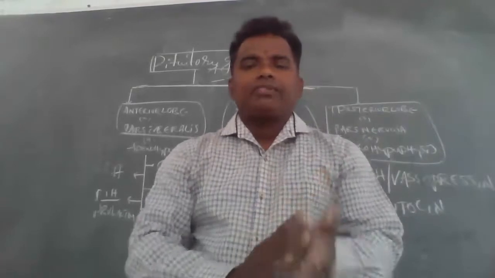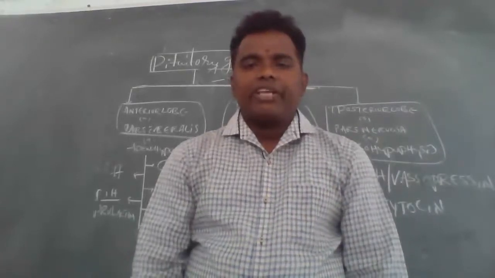Growth hormone GH and ACTH, TSH and FSH. Next, luteinizing hormone LH and PTH. In the intermediate lobe, intermedin and melanin stimulating hormone. Only two hormones are there. In the posterior lobe, ADH and oxytocin. Very good, Joha. Fantastic answer you have given. Thank you very much, Joha.